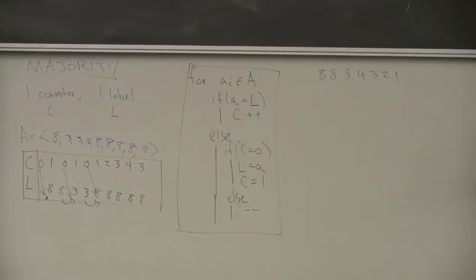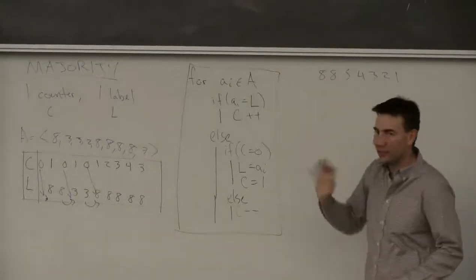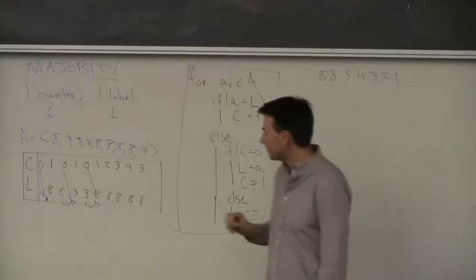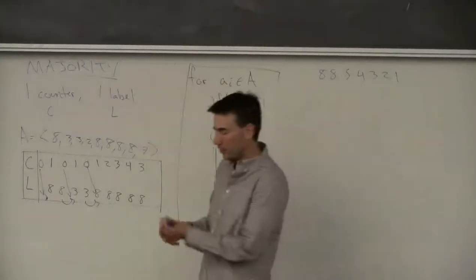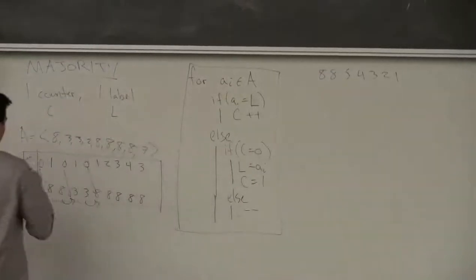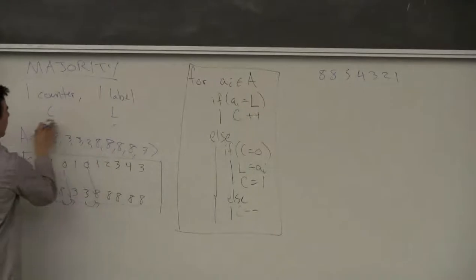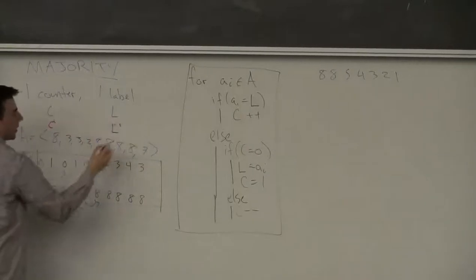So how many people were convinced by that argument? Okay, so yeah, I don't think I did a good job. So let me give a slightly different argument. It's kind of giving away the next step a little bit. But let's say instead of having one counter and one label, I had an extra counter, C prime, and let me use a different color here. C prime and L prime, okay?